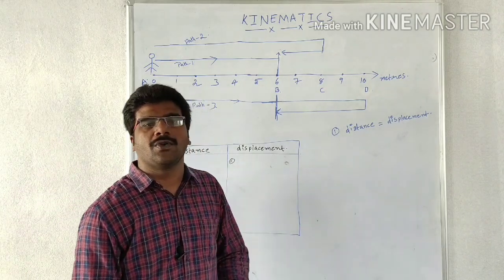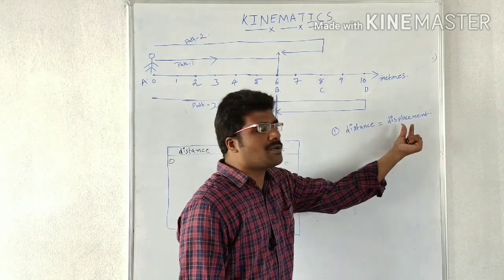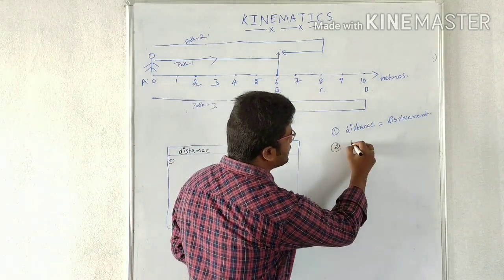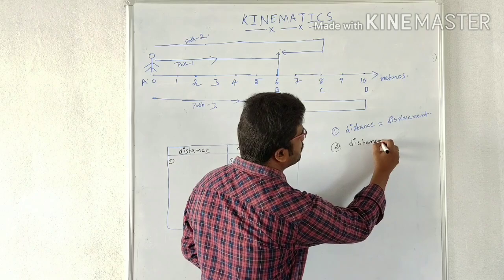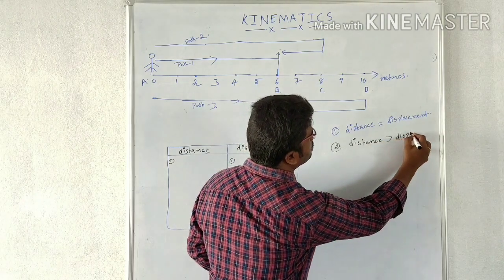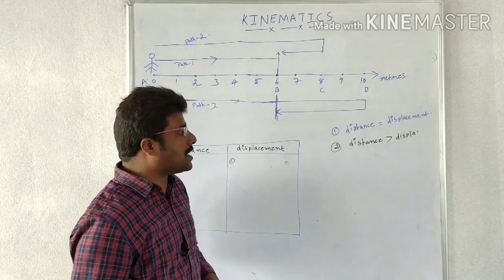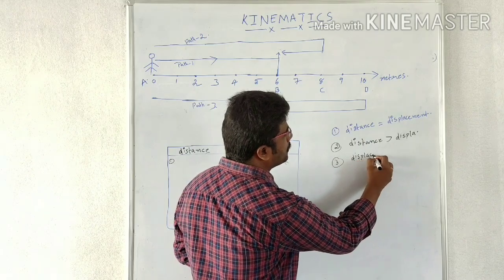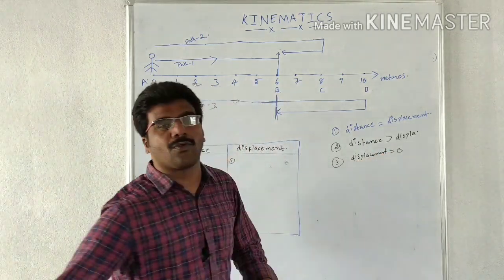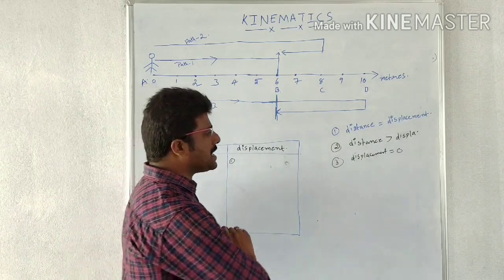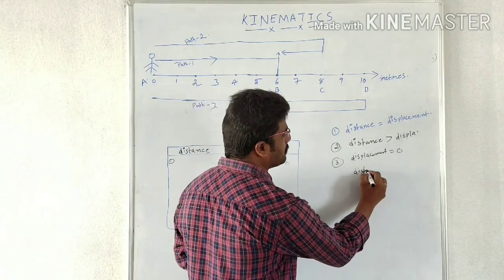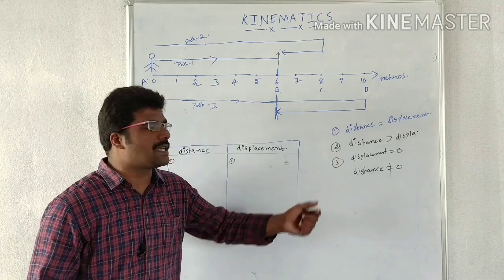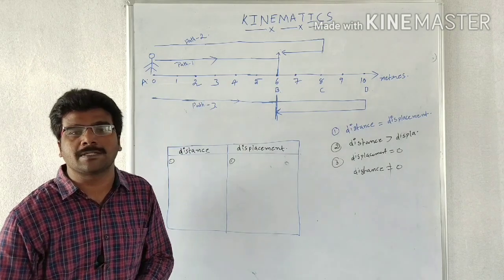Okay, what is the first difference we discussed in the last class? In the first example, we showed that distance equals displacement. In the second example, we showed that distance is greater than displacement. And in the third example, we proved that displacement may be zero. There is a chance for displacement to be zero, but there is no chance for distance to become zero.